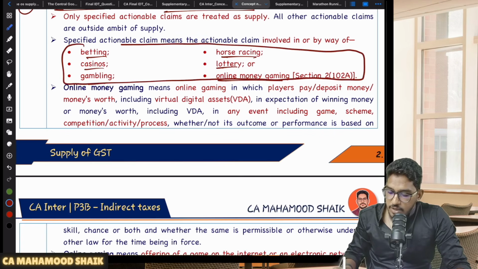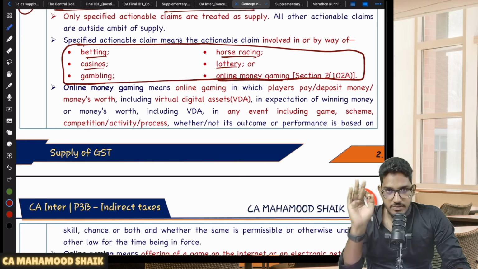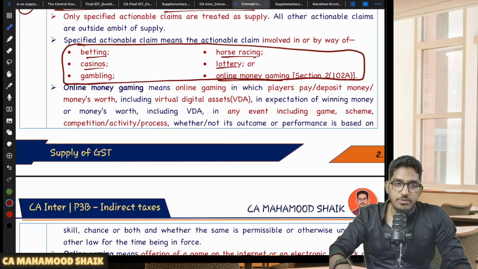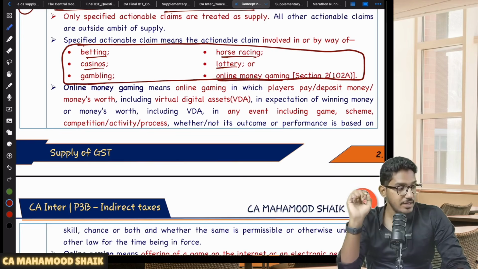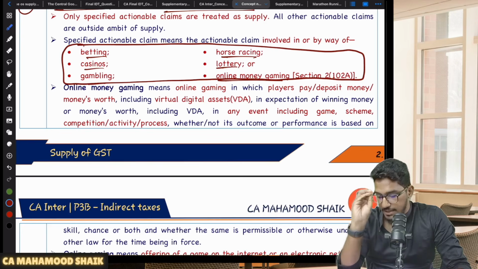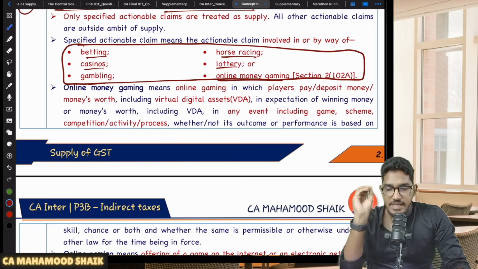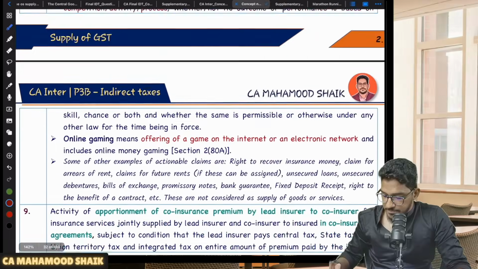Apart from that, whatever other actionable claims we have will be neither considered as supply of goods, nor considered as supply of services. This list you have to remember. So tell me, what are specified actionable claims? They have specified 6 specified actionable claims. What are they? Betting, casinos, gambling, horse racing, lottery, and online money gaming. Only these 6 actionable claims will be considered as supply. All others will not be a supply.